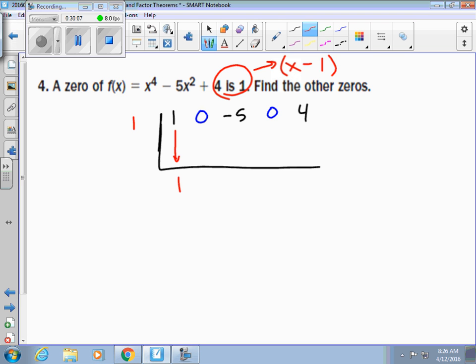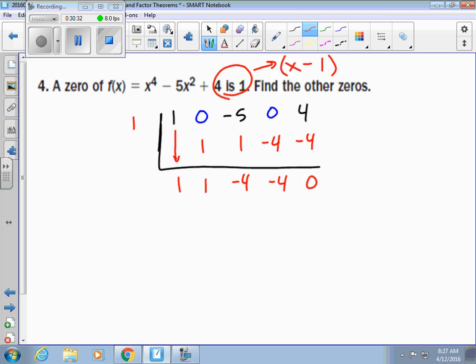1 goes there. 1 times 1 gives you 1. Combine those two, you get 1. 1 times 1 gives you 1 again. Combine those two, you get -4. -4 times 1 gives you -4. Combine those two, again, you get -4. And -4 times 1 gives you -4. One more time, combine those two, you get 0. So we got 1, 1, -4, -4, and 0.